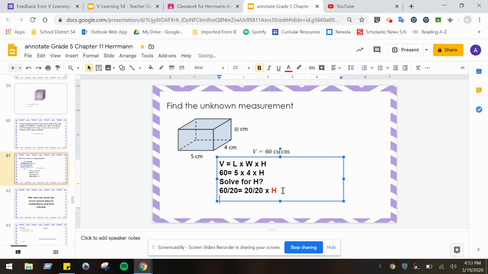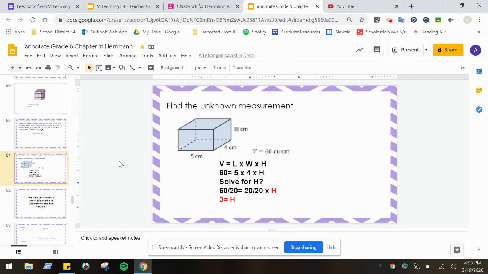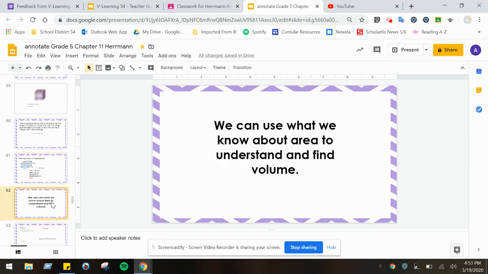What do I get now? What am I left with? What is 60 divided by 20? Think 6 divided by 2. Yeah, 3. So 3 equals h. So what is my height? My height is 3 centimeters. All right, nice job, you guys. So we learned that we can use what we know about area in order to understand and find volume.